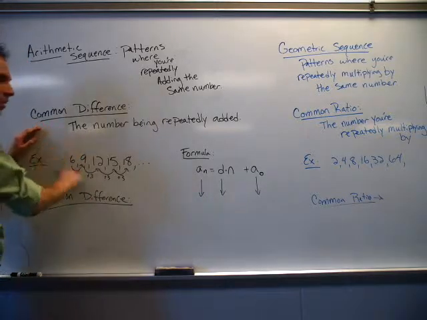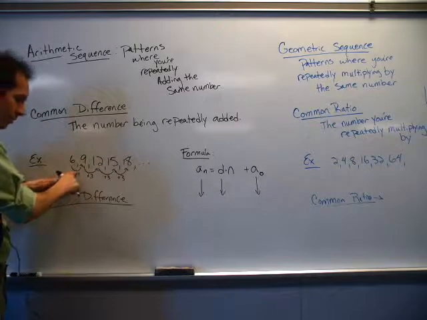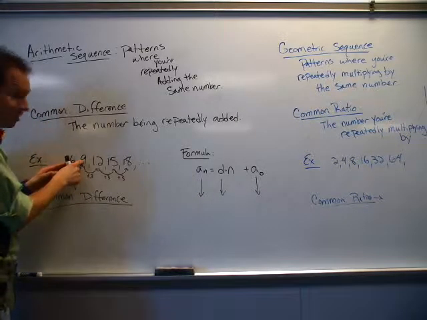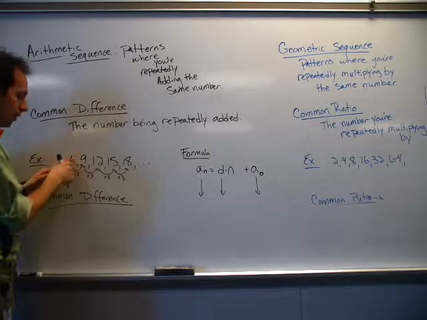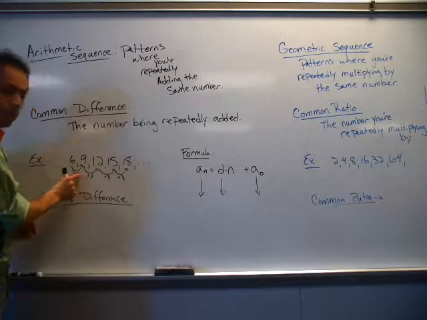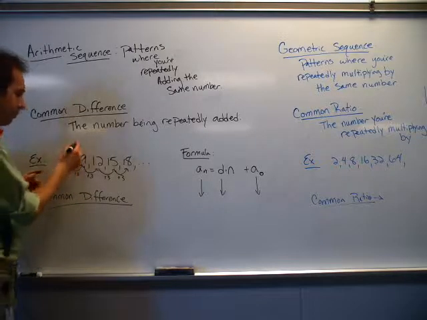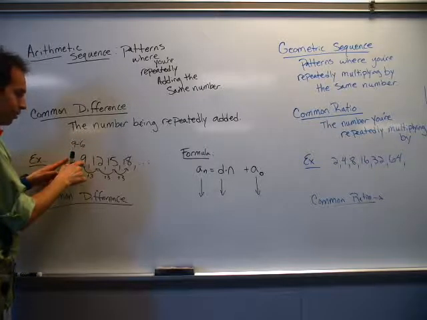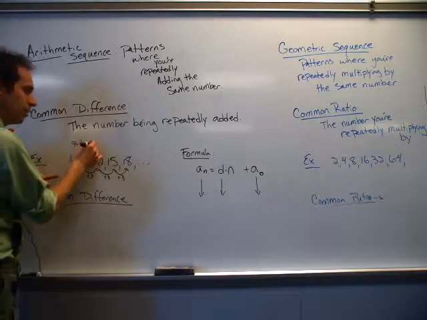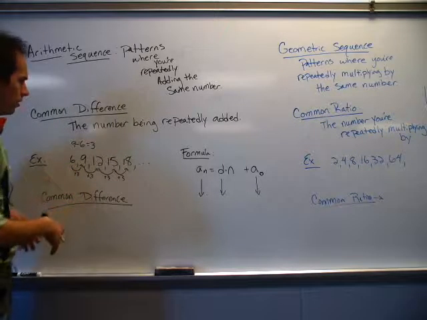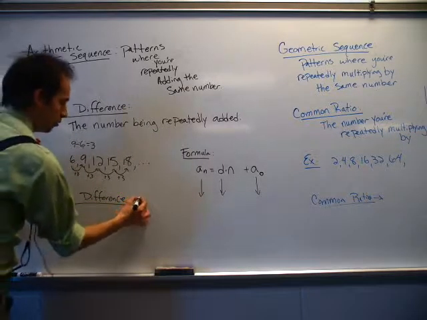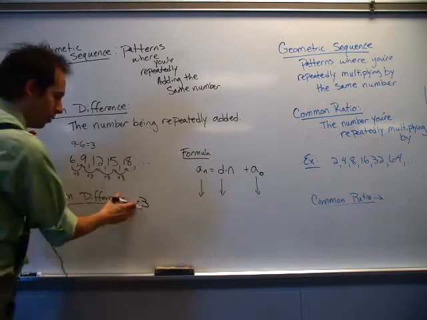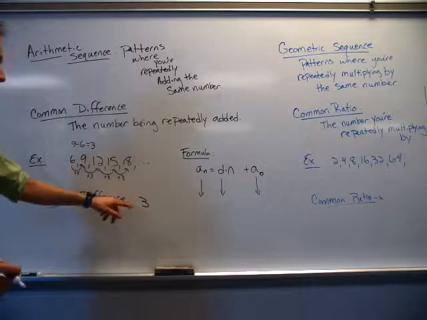So the number that we're repeatedly adding, we call that 3. That's our common difference. How do I find that? Well, if I subtract the first term from the second term, that'll tell me what my common difference is. 9 minus 6, because the second term minus the first term, equals 3. That's my common difference. So the common difference here is 3. Now it's plus 3 because it's positive, but I don't usually write that unless I really need to indicate it.